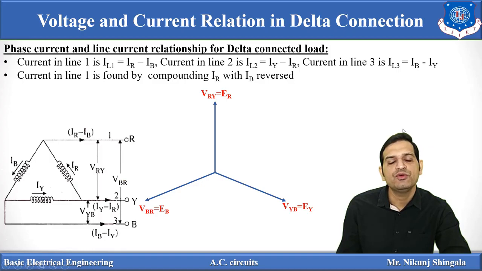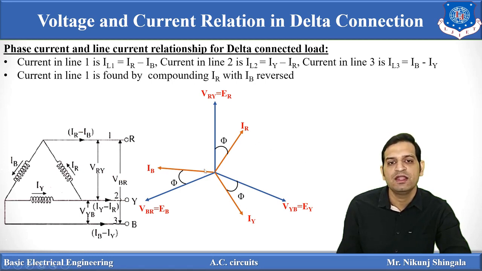Now suppose the load is assumed to be inductive. So the phase current will lag behind the phase voltage by some angle phi. But as the system is balanced, all the phase currents will lag behind all the phase voltages by the same angle phi. So IR lags ER by phi, IY lags EY by phi and IB lags EB by phi. Now the angle between ER, EY and EB is 120 degrees and all the currents are lagging behind by the same angle phi. So IR, IY and IB will also be displaced by the same angle, that is 120 degrees. So this angle will be 120 degrees, this angle will be 120 degrees and this angle will also be 120 degrees.